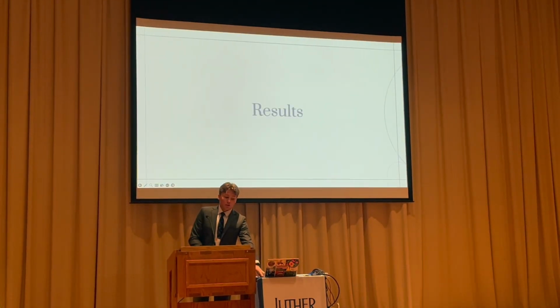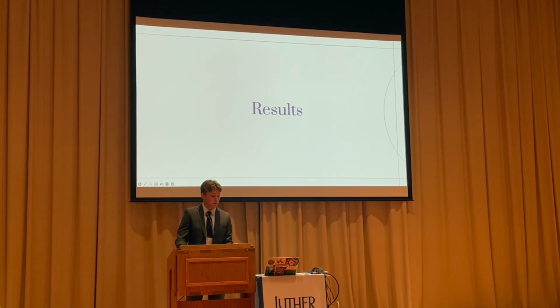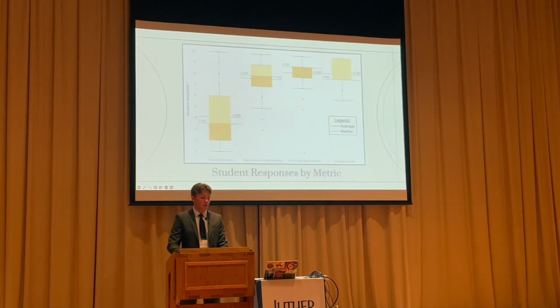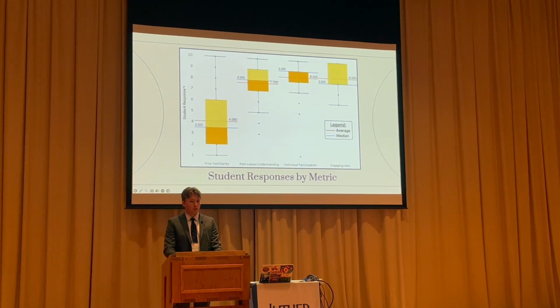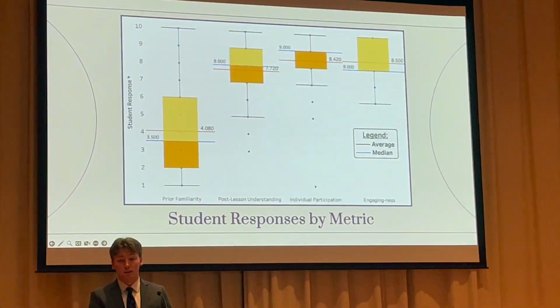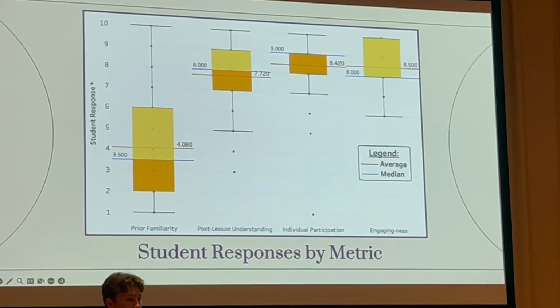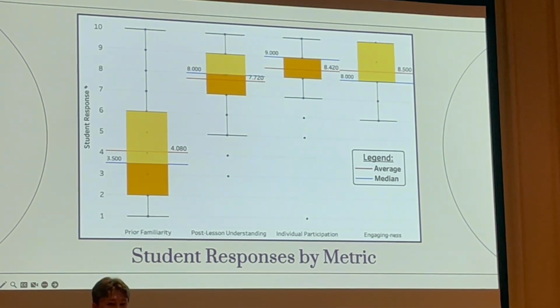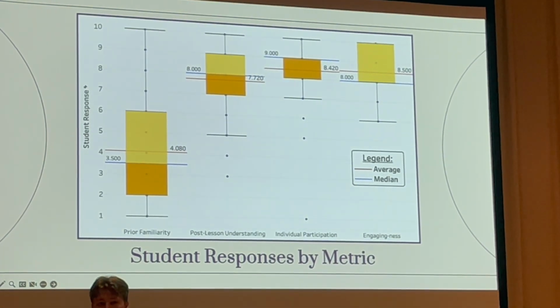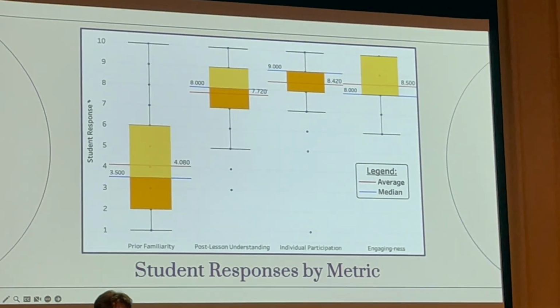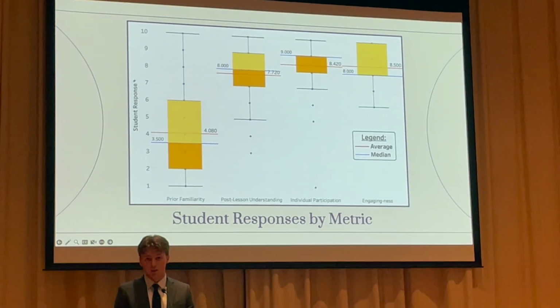So looking into our results here, first I'm going to put up a box plot of each of the four main quantitative metrics that we had over the course of the entire study. So these are over the course of all 5 lessons. And I think the biggest observation that we can make right at the start is looking at the difference between prior familiarity and the other 3 metrics here.